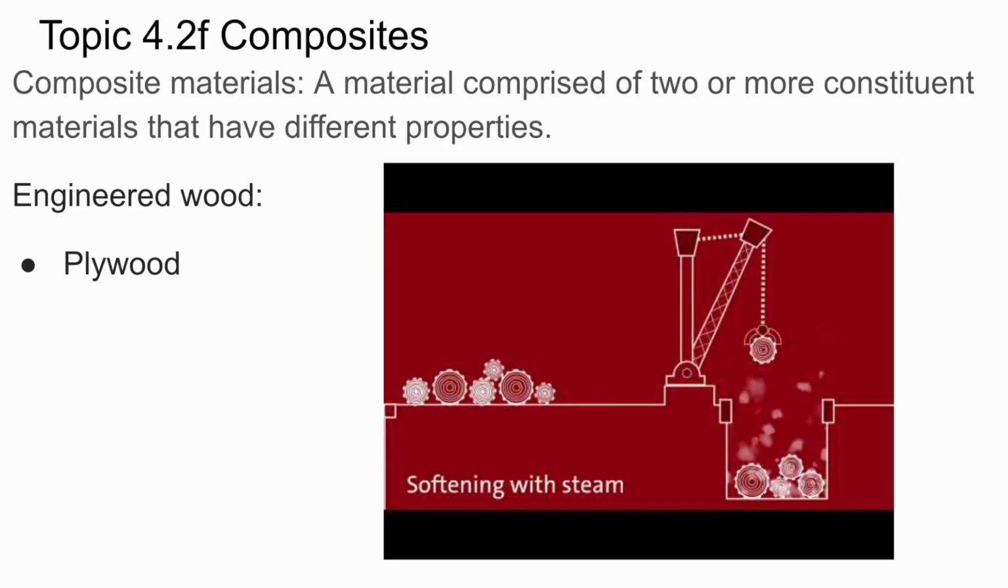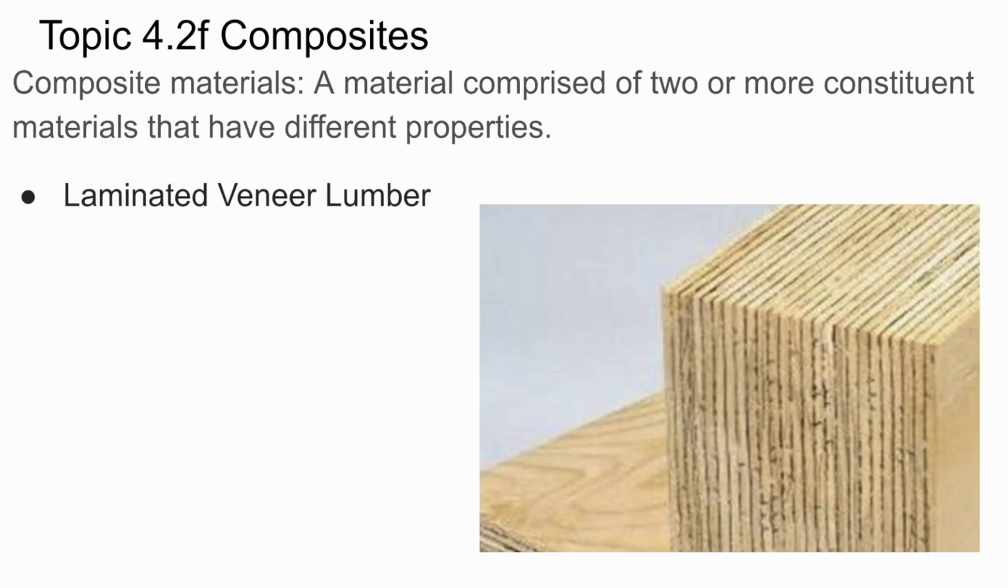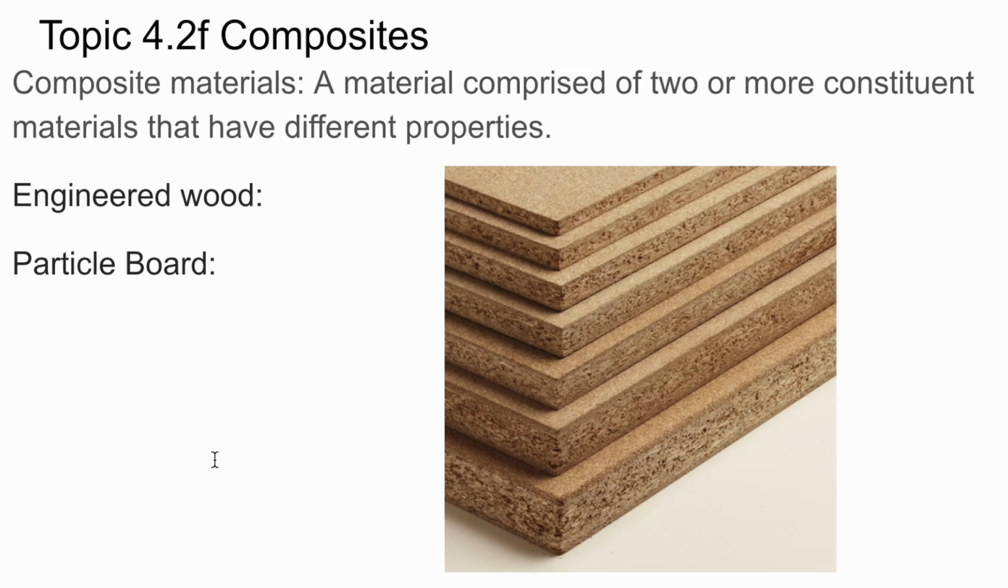We can talk about engineered wood. So this is going back to the section on wood in topic 4.2b. Engineered wood like plywood can be considered a composite because it's got sheets of wood or plies of wood, and then it's got that glue matrix or adhesive that holds the different plies together. And if you remember, that's called laminated veneer lumber. There's other engineered woods such as particle board, which is small chips of wood or sawdust that's held together again with an adhesive. So it's a composite material.